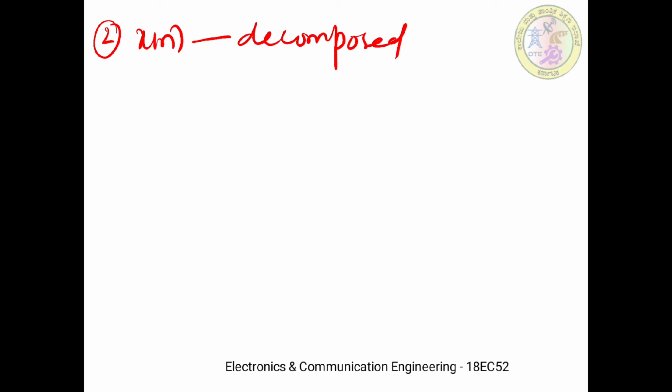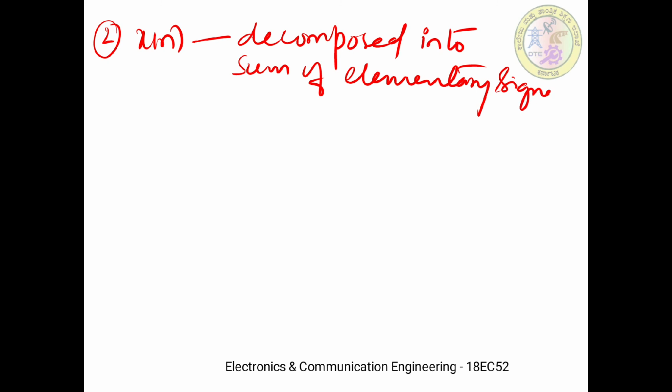It is first decomposed or resolved into a sum of elementary signals, and the elementary signals are selected so that the response of the system to each signal component is easily determined. Then, using the linearity property of the system, the responses of the system to the elementary signals are added to obtain the total response of the system.